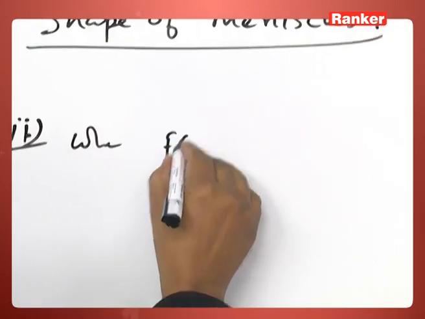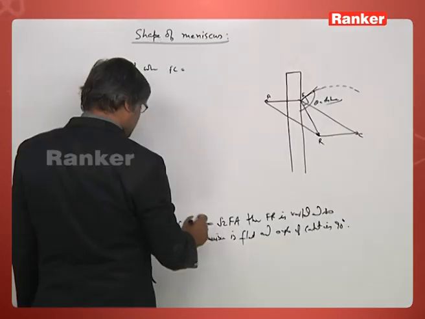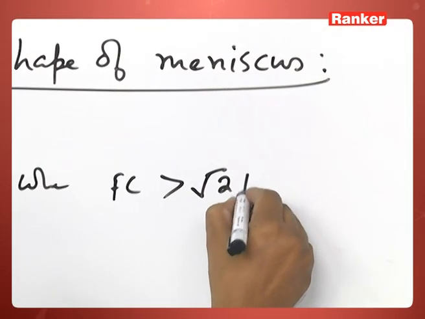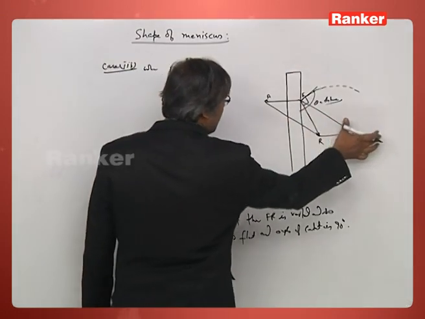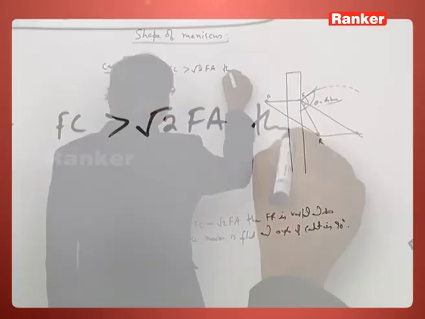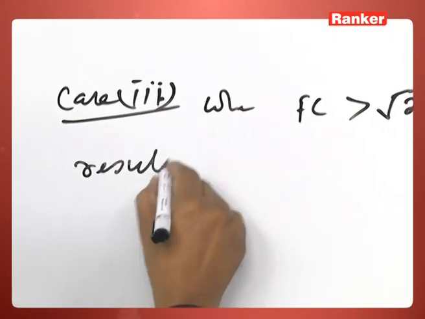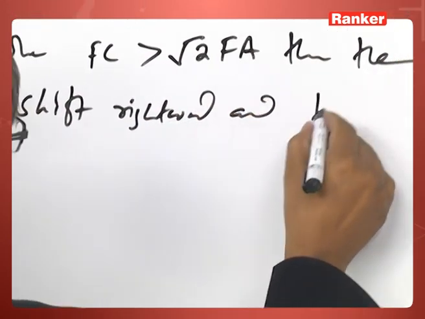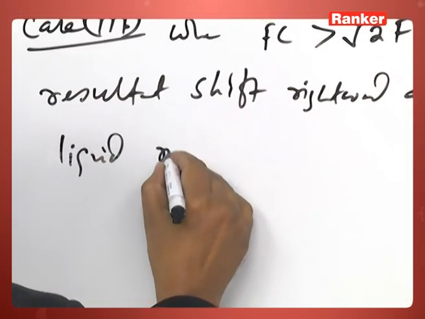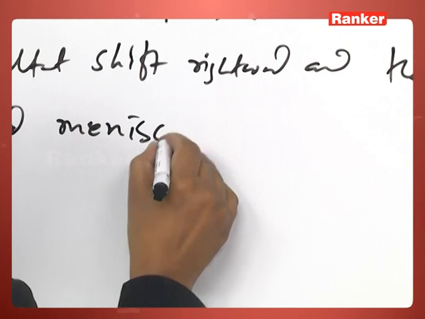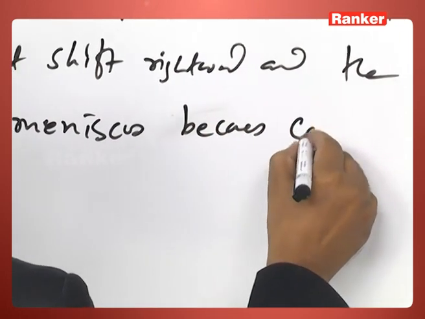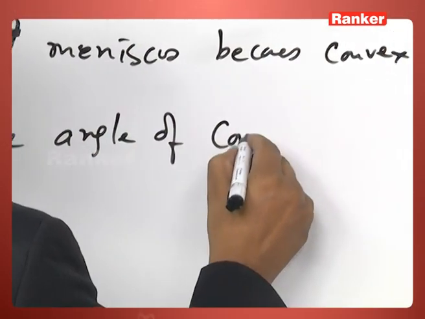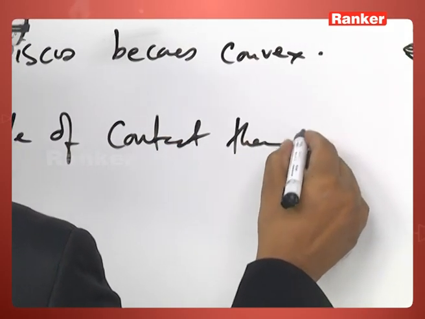Then when FC is very large compared to root 2 FA, the resultant shifts rightward, and the liquid meniscus becomes convex. The angle of contact then is obtuse.